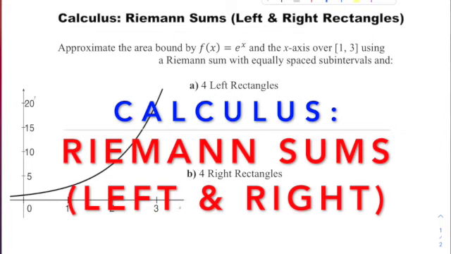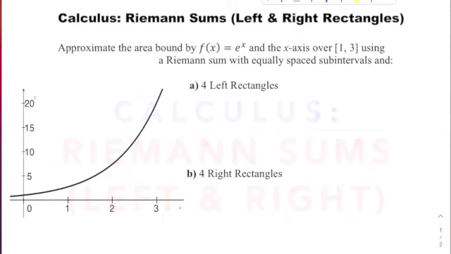Hey everybody, this is Mr. Murray and Mr. Murray's Mathland, and today we're taking a look at Riemann sums, specifically left and right types of Riemann sums, left and right rectangles, to approximate the area under a curve, between the curve and the x-axis specifically.